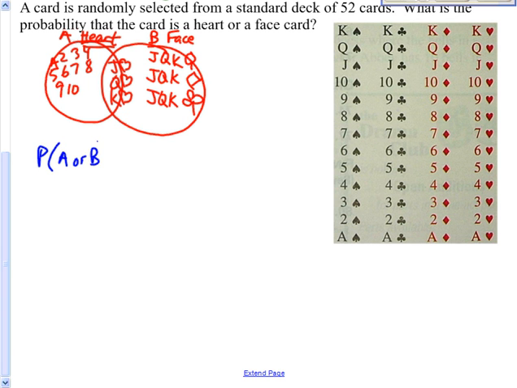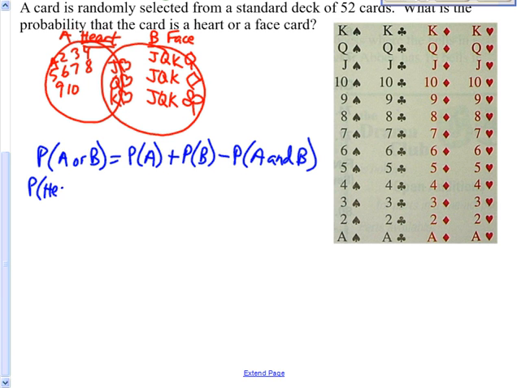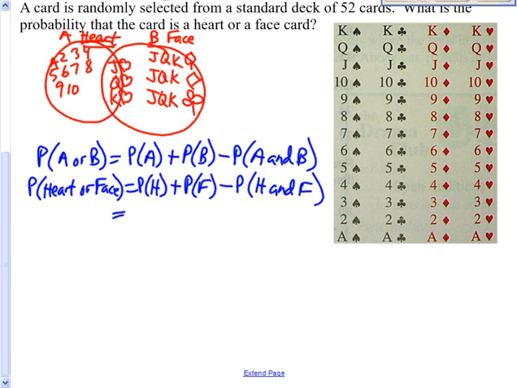So I have to use this formula: probability of A plus probability of B minus probability of A and B. This is the probability of a heart or face card: the probability of a heart plus the probability of a face card minus the probability of a heart and a face card. So we go through this. The probability of a heart: how many hearts are there? There are 13 of those out of this standard 52 card deck, right?